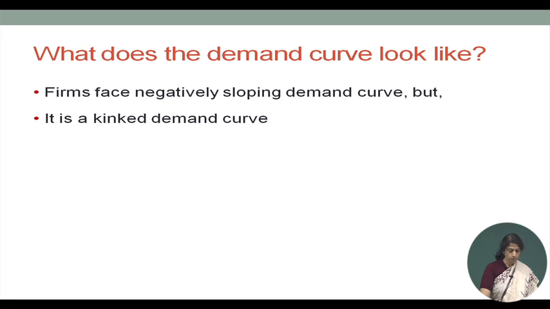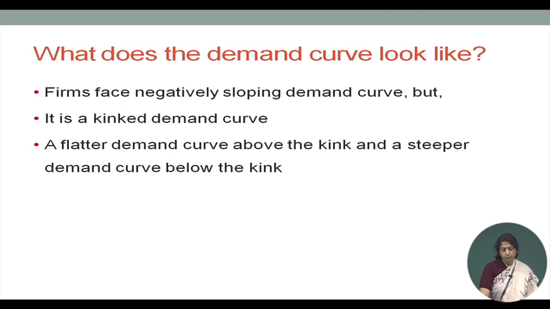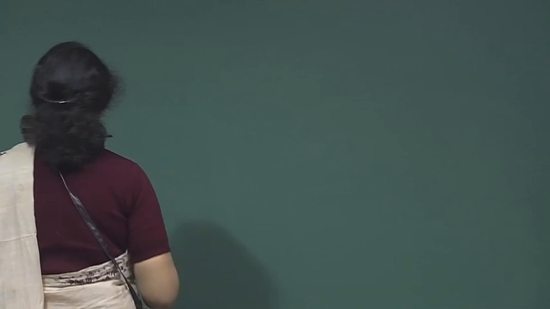I am going to explain on board why it is a kinked demand curve. A flatter demand curve above the kink and a steeper demand curve below the kink. This is how the demand curve looks for an oligopoly firm when they are not cooperating, or when they are deciding P and Q on their own. So let me try to draw the demand curve, what it looks like.